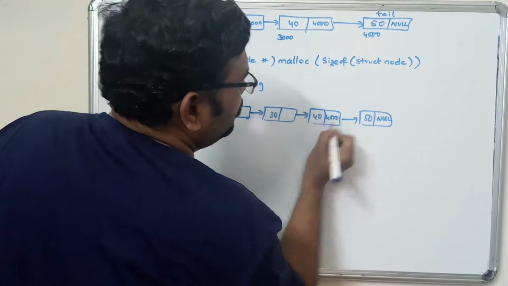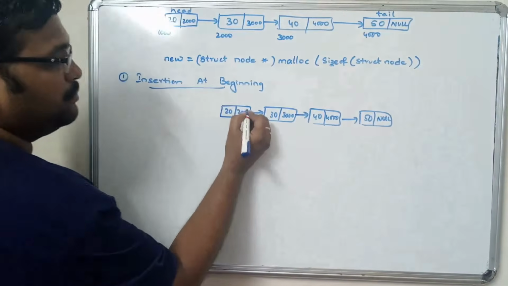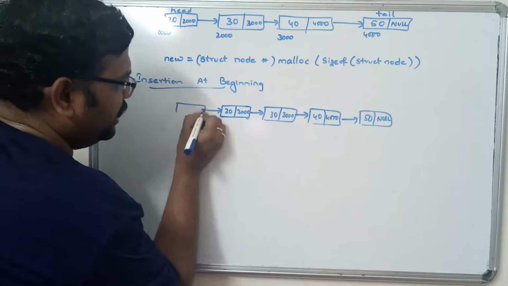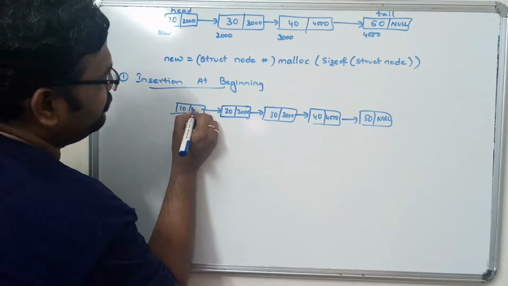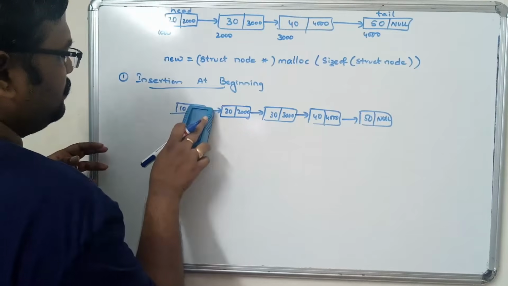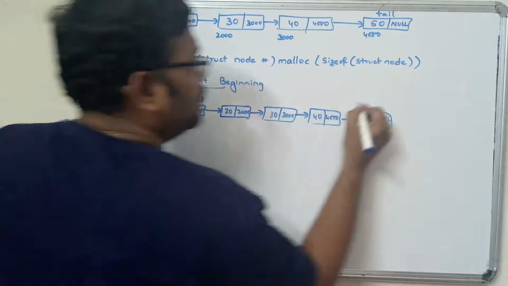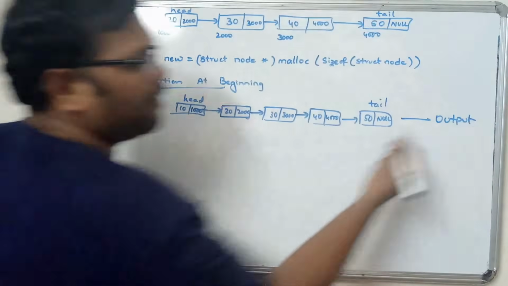This is the 4000. This is the 3000. This is the 2000. Right? And if you add the element here, it will be 10, and this will be 1000. So this will be the head, this will be the tail. So first this is the output, right?